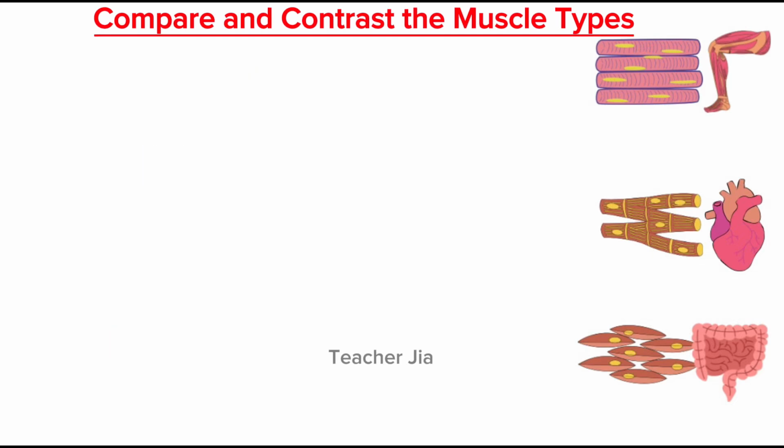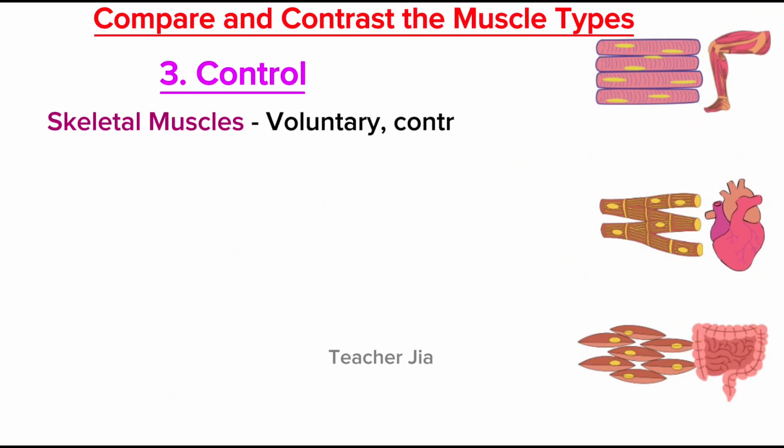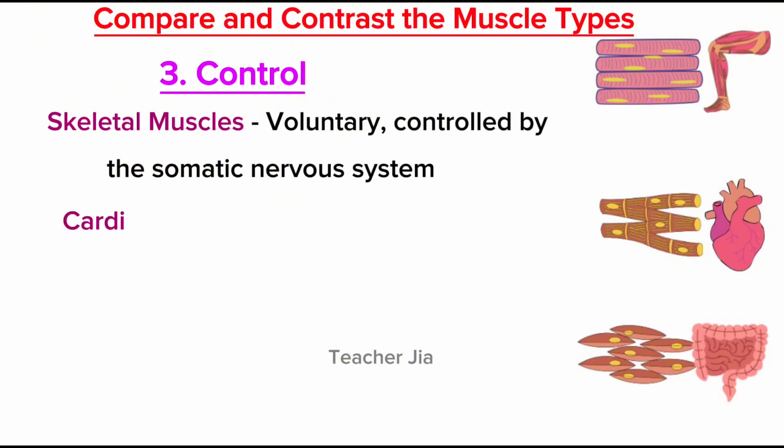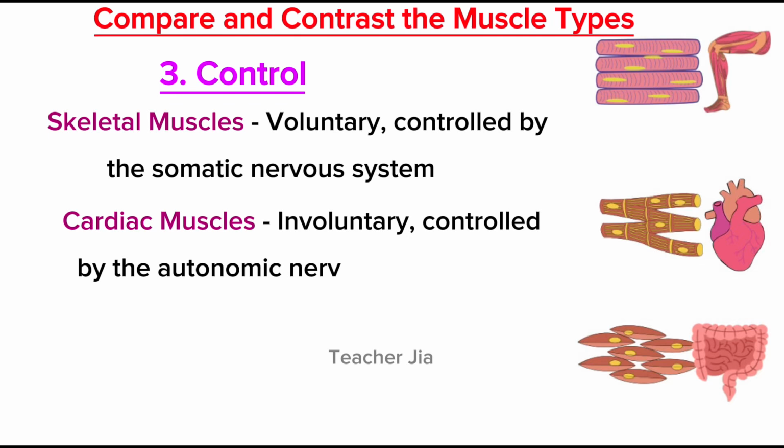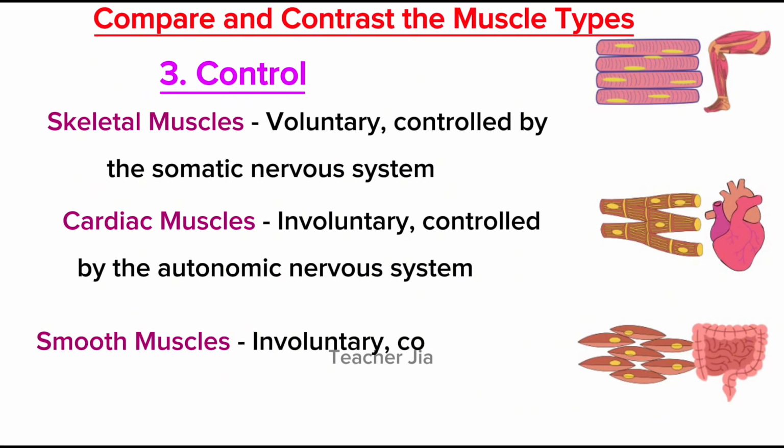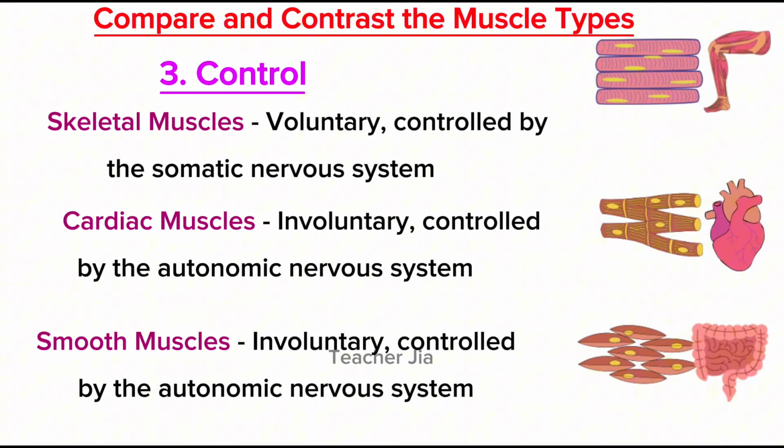So let's talk about control. Skeletal muscles are voluntary, which means they are controlled by the somatic nervous system. Cardiac muscles are involuntary. They are controlled by the autonomic nervous system. And smooth muscles are also involuntary, controlled by the autonomic nervous system. So in terms of comparison, we can say both cardiac and smooth muscles are involuntary, while skeletal muscles are voluntary.